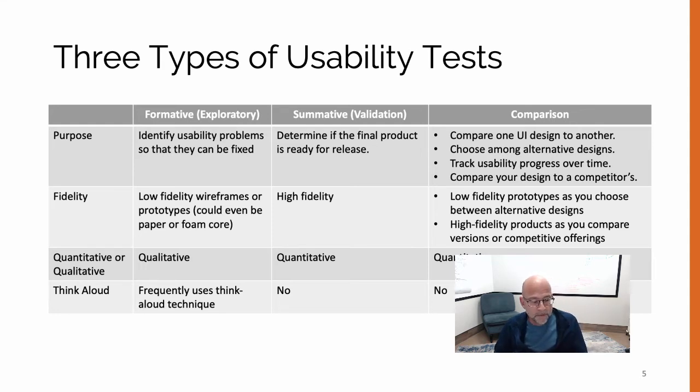Let's imagine you have release 2019, and then you have release 2020 and release 2021. It would be nice over time to find out that it's getting more and more usable and people are able to complete the same types of tasks faster and more efficiently and happier than they did with each succeeding year. In that case, again, you could use low fidelity prototypes as you choose between alternative designs, or you could use high fidelity products or prototypes as you compare versions or competitive offerings. These two things tend to be quantitative, the summative and the comparison ones.